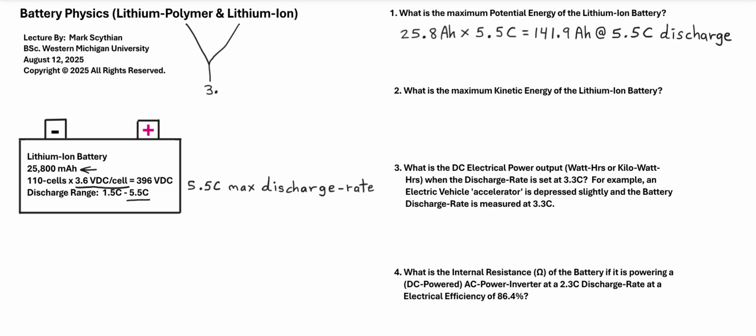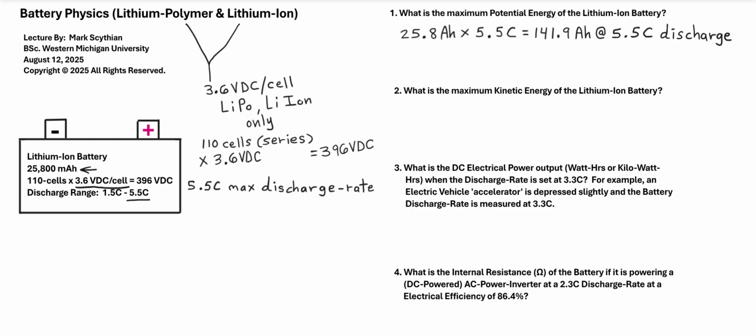So the DC voltage per cell for lithium polymer and lithium-ion battery chemistry only is 3.6 volts per cell. So we can multiply 110 cells, which are connected in series, because we are using a constant current application, but the system is designed to wire the battery cells and the connection to the inverter and then to the motor in series. So 110 cells times 3.6 volts DC rates the battery at 396 volts DC.